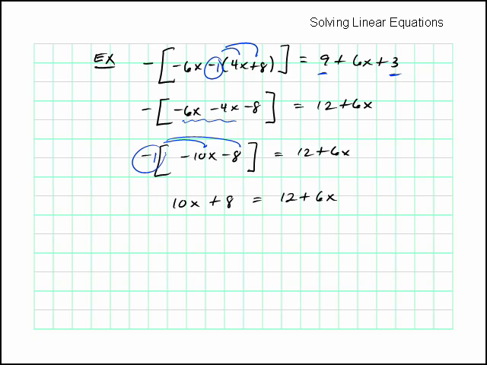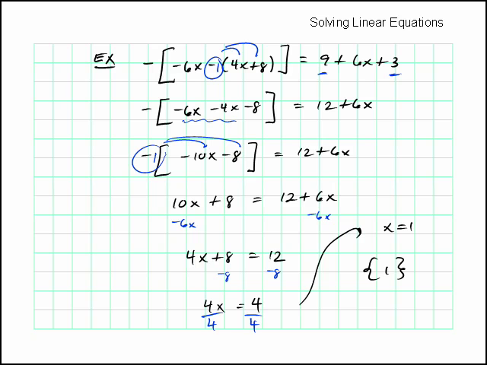All right, next, we need to get all of our variables on one side of the equation. I will subtract 6x from both sides. That gives me 4x plus 8 equals 12. And now we subtract 8 from both sides. 4x will equal 4. And finally, divide both sides by 4. And I'll put it right up here. X will equal 1. So our solution is 1.